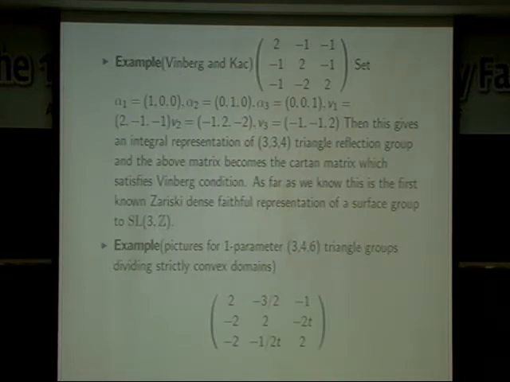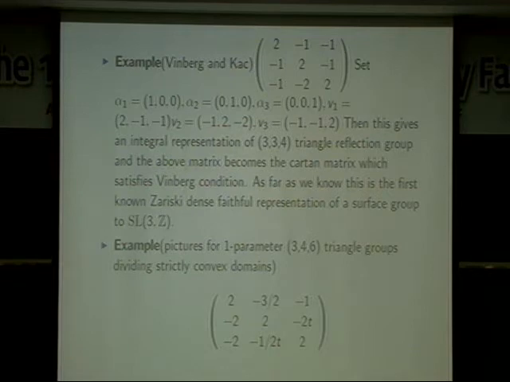There's an example by Wingberg and Kac. There's an integral matrix with 2 and -1 entries. This is a Cartan matrix of the (3, 3, 4) triangle reflection group. From this Cartan matrix, we can set alpha 1, alpha 2, alpha 3, and V1, V2, V3 as follows. And then we can see that this satisfies the Wingberg condition I just introduced.